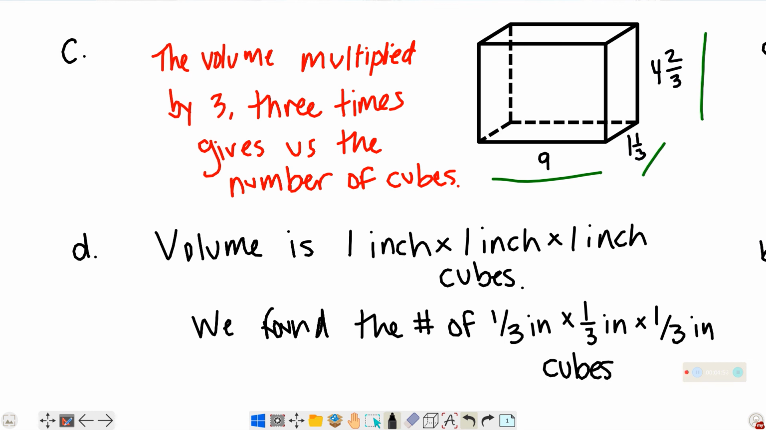So it's different because the size of the cubes is not the same. When you find volume, it's based on the unit. So one piece, one full unit cubed. When you're looking at how many cubes of 1/3, the size of those cubes are smaller.